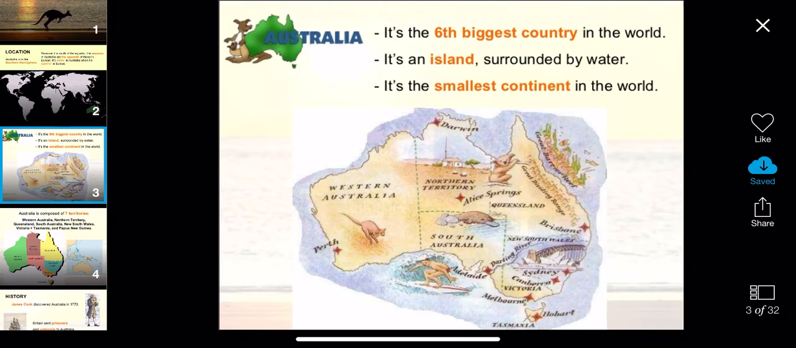Australia is the 6th biggest country in the world. It is an island surrounded by water, and it is the smallest continent in the world. You can see that it is separated into Western Australia, Northern Territory, South Australia, Queensland, and Victoria, and then right at the bottom we have Tasmania.